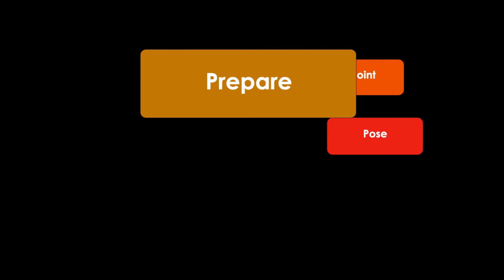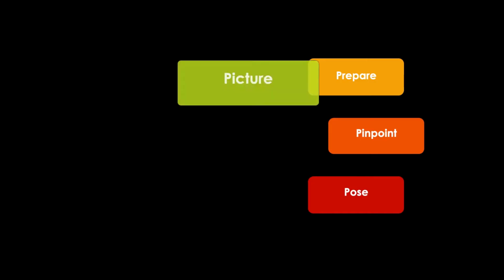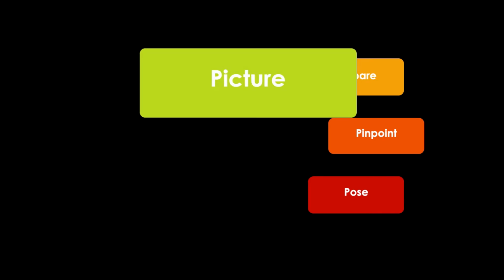Then we have prepare, which is the research phase of the process during which learners gather information about their intended audiences. Next is picture. This is the visioning process where learners brainstorm, imagine, and visualize possible modes and media to convey their message to the various audiences identified in the Pinpoint step.